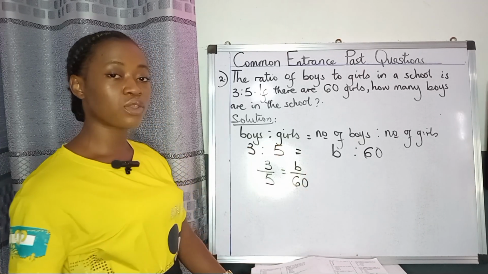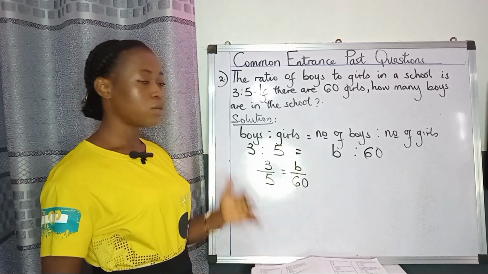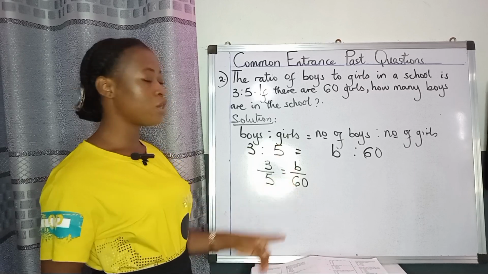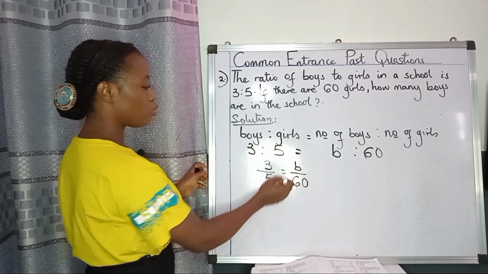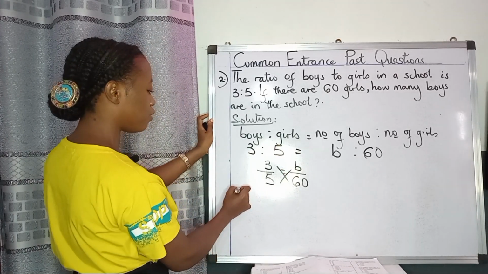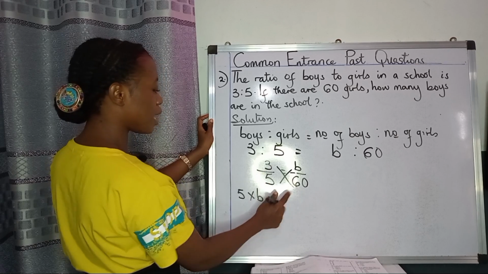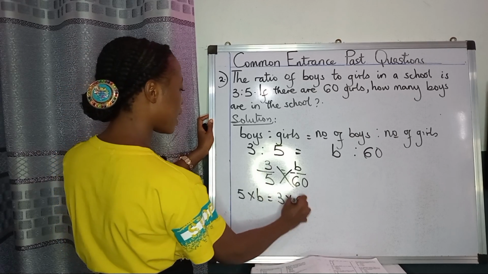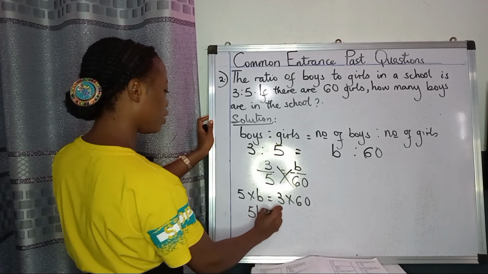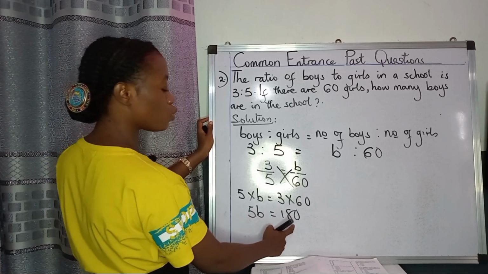If you can remember when I taught you about algebraic equations, with the knowledge of algebraic equations, you'll be able to get the value of B. So all you simply need to do is you cross multiply. Now, when I cross multiply, I'm going to have 5 will multiply B. And for the other side, 3 will multiply 60. Now, 5 times B is 5B. 3 times 60 is 180. Now, 5B is equal to 180.